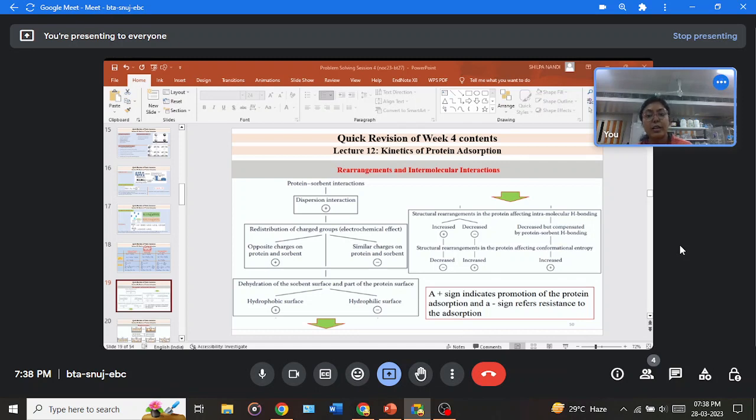Similarly, it can also later undergo either a hydrophobic surface interaction or a hydrophilic surface interaction. Then structural rearrangement in the protein can affect the intramolecular hydrogen bonding, which can be increased or decreased, or it can decrease but be compensated by protein-solvent H bonding. Similarly, structural rearrangement in the protein affects the conformational entropy: decrease, increase, or again increase. A positive sign indicates the promotion of the protein adsorption, and a negative sign in this table refers to the resistance of the adsorption.